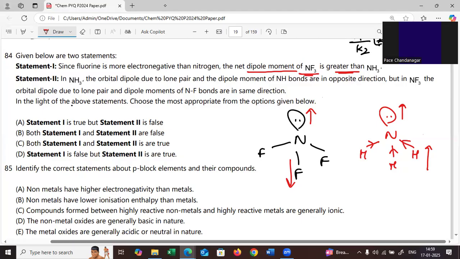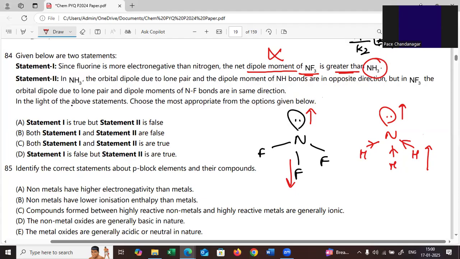Is that right? Wrong. Because the net dipole moment of the second one, NH3, is greater. Then, in NH3, the orbital dipole due to lone pair and the dipole moment of N-H bonds are in opposite directions, but in NF3, the orbital dipoles are in the same direction. Wrong. In NF3 they are in opposite directions and in NH3 they are in the same direction. You notice that? This is from the chemical bonding, first chapter, first year, right?